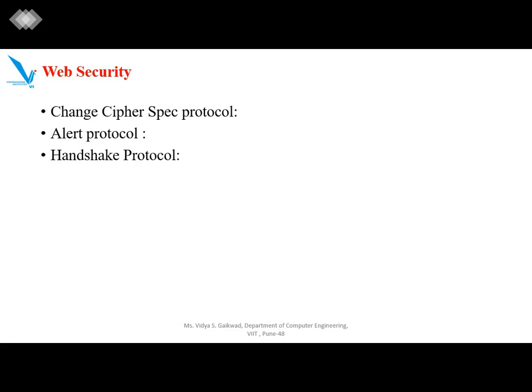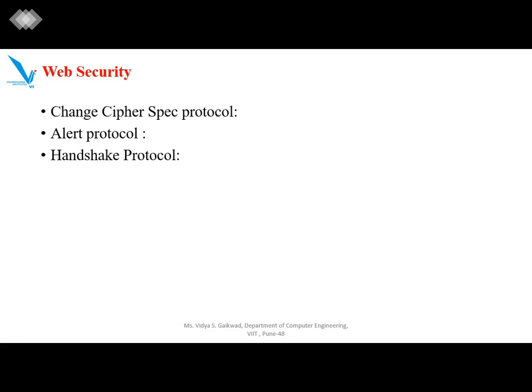The main objective of this protocol or this message is to cause the pending read or write state to be established as the current read or write state. So the client sends a change cipher spec message followed by the key exchange and certificate to the server, and the server sends a value 1 after successfully processing the key exchange message.